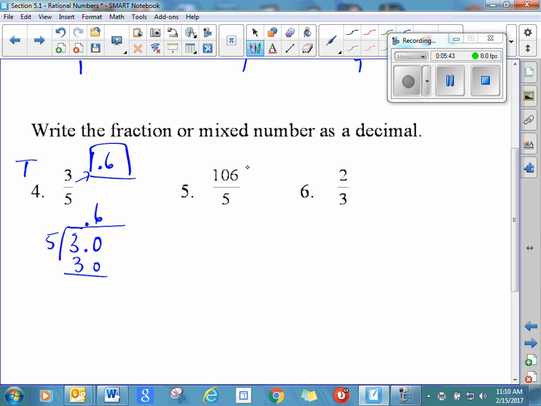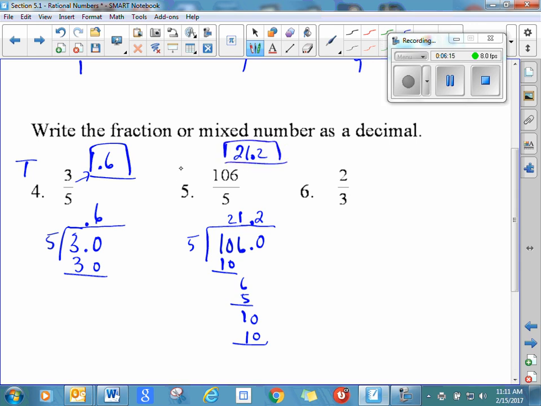Let's look at this one. All right, 106 goes inside the house, 5 on the outside. 5 doesn't go into 1, but 5 does go into 10. Bring down the 6. 5 goes into 6 one time. 1 times 5 is 5. Remainder 1. Now we need a decimal point, top and bottom. Bring down a 0. 5 goes into 10 twice, and we are done. There is no remainder. So again, this guy in decimal form is 21.2, and again, he is a terminating decimal.